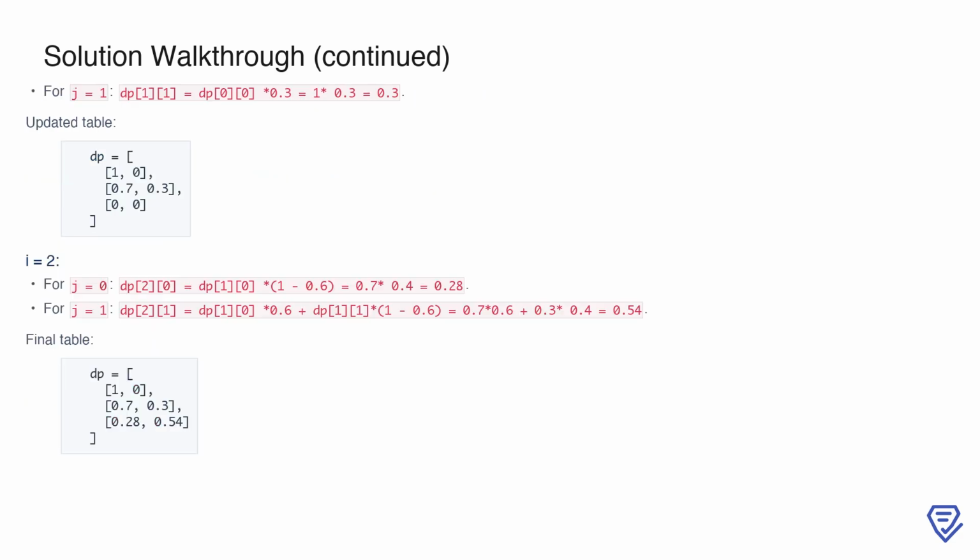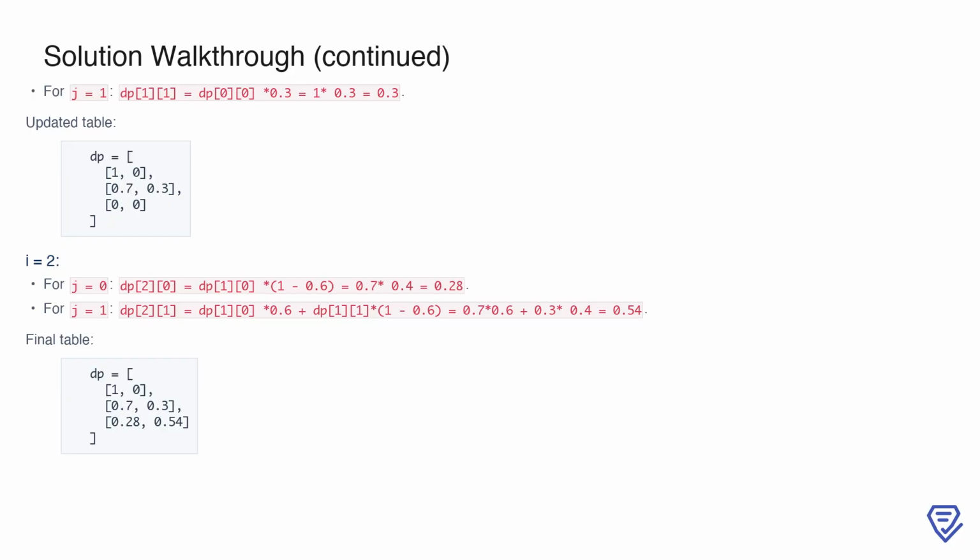Next, we consider the second coin. For 0 heads, the probability is dp[2][0] equals dp[1][0] times (1 minus 0.6), which evaluates to 0.28. For one head, the combined probability is dp[2][1] equals dp[1][0] times 0.6 plus dp[1][1] times (1 minus 0.6), which equals 0.54.